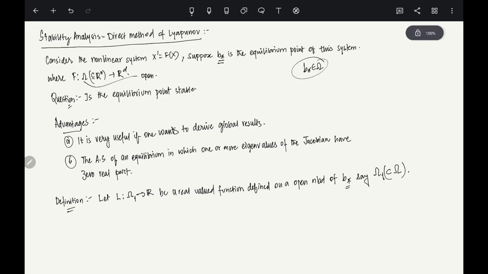So we want L to be defined on an open neighborhood of B star, such that L is continuous on omega 1 and it is C1 on omega 1 minus B star. So I want continuity everywhere, and then I want the continuous differentiable property everywhere in omega 1 minus the point B star. So I'm starting out with a real valued function which is continuous in some neighborhood of B star, and in that neighborhood minus B star, everywhere it is C1.